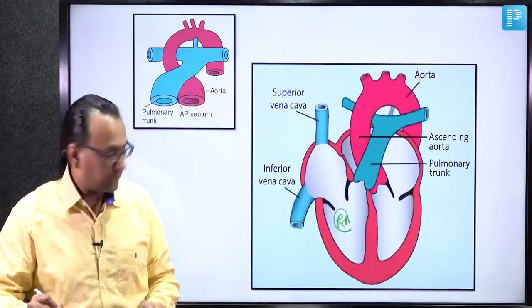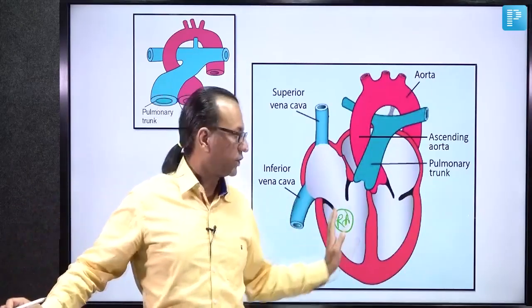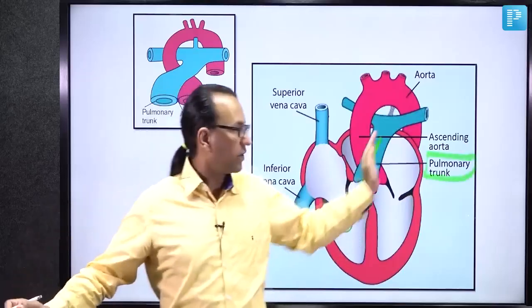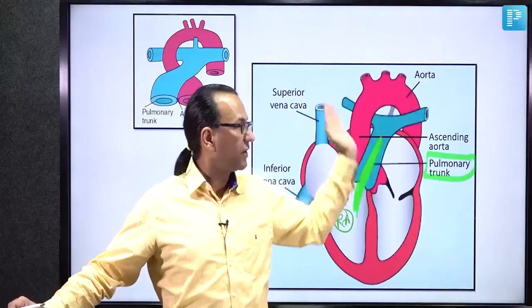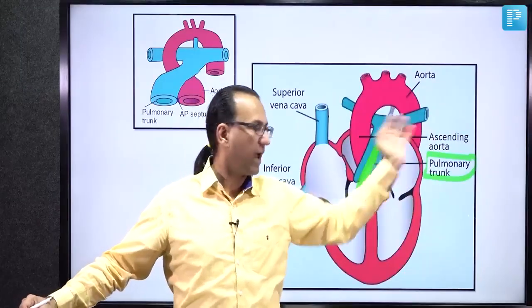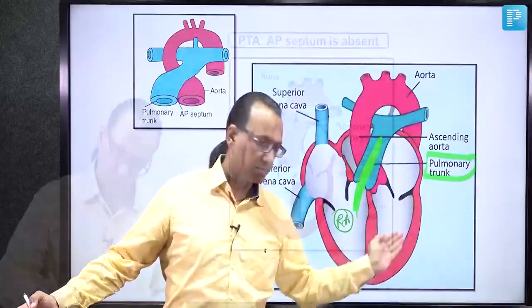So here is the right atrium, which is pushing the deoxygenated blood towards the lung via the pulmonary trunk, which is lying anteriorly. Now this blood will go to the lungs by the pulmonary arteries and, oxygenated, come back to the left atrium, to the left ventricle.